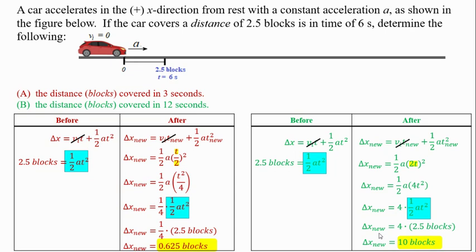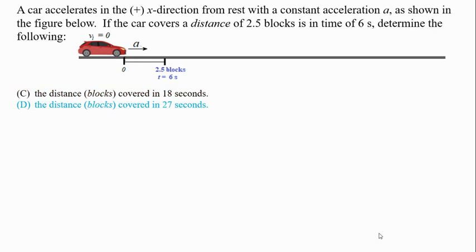Okay, in this case, if the unit is blocks, if it starts off at 2.5 blocks, doubling the time is going to quadruple it, so it would be 2.5 times 4, which is going to equal 10 blocks. Okay, all right, let's do C.